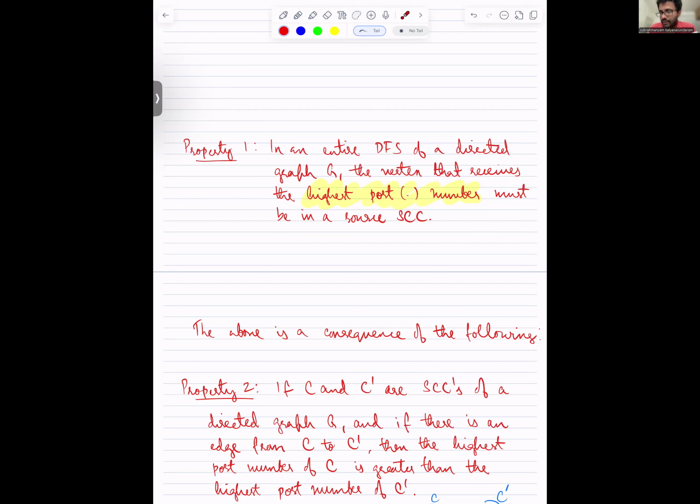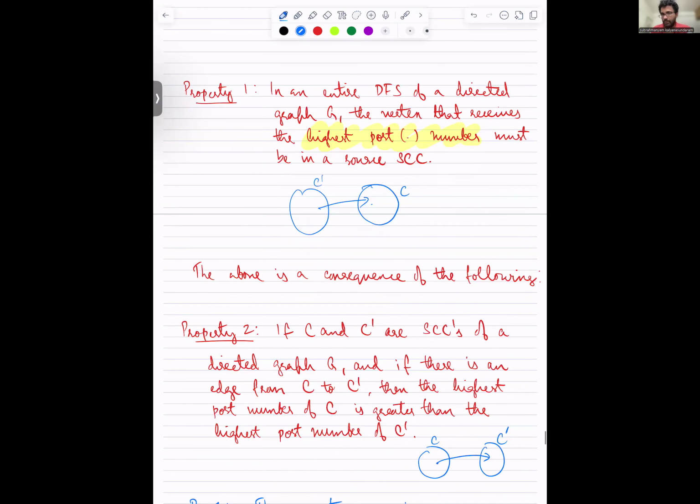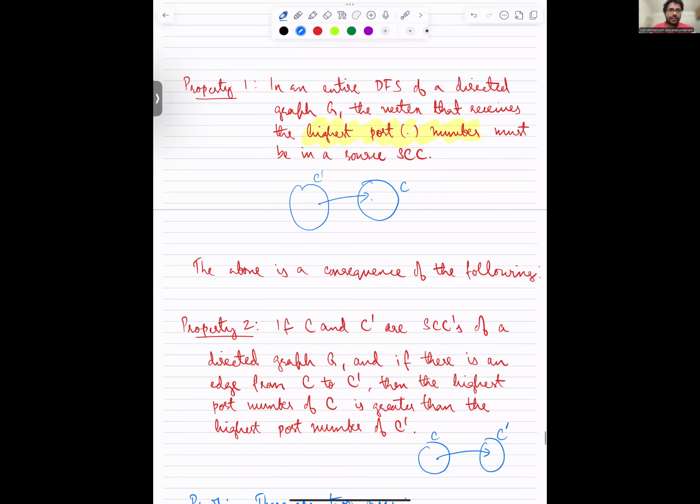Because otherwise, suppose this component, which is C, received the highest post number, and it is not a source, meaning there is some other strongly connected component C prime that has an incoming edge to C. Then that would mean that C prime has a higher post number, and that is contradicting property 2, what we just discussed, right? Is it clear what I'm saying?